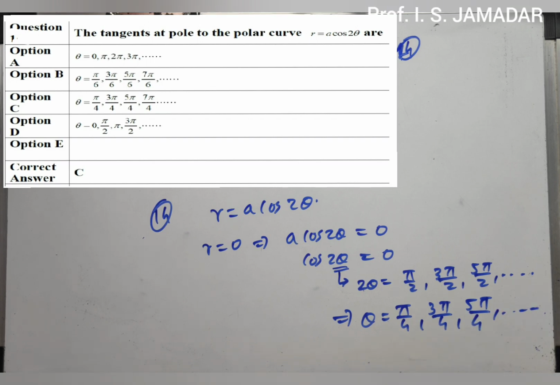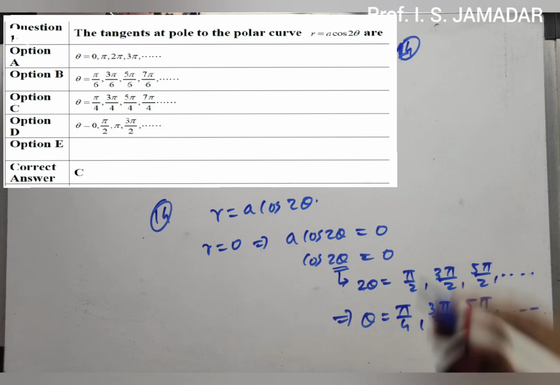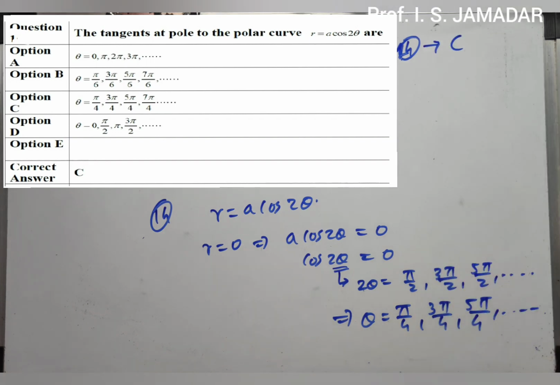These are tangents. For finding tangent at a pole, you have to consider r equal to 0. r equal to 0 will give you the values of theta. So theta equal to pi by 4, 3 pi by 4, 5 pi by 4, and so on are the tangents at the pole. So option C is the answer for question number 14.